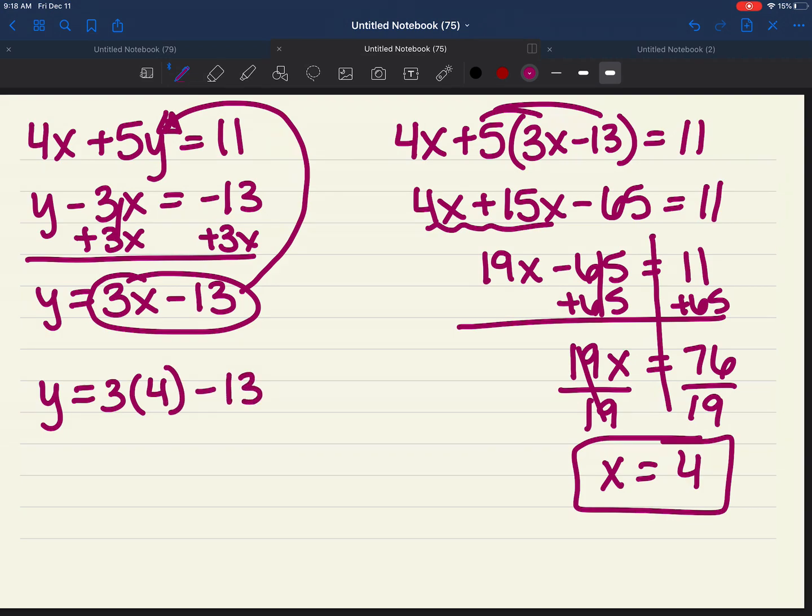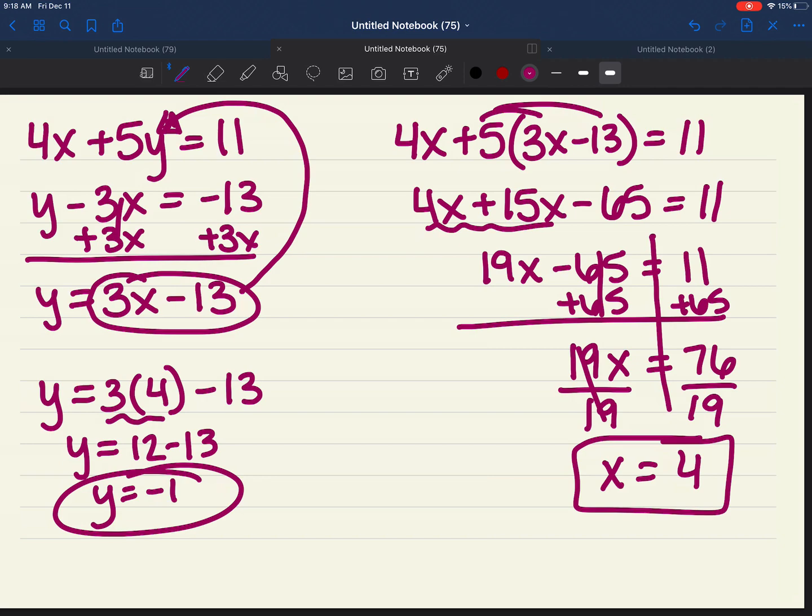Okay. y equals 3 times what? 3 times 4. How did you know it was 4? Because that's what x is. Okay, good. Go. y equals 12 minus 13. y equals negative 1. Very good. Okay, what's your answer? One solution, negative 1. Try again. 4, negative 1. There we go.